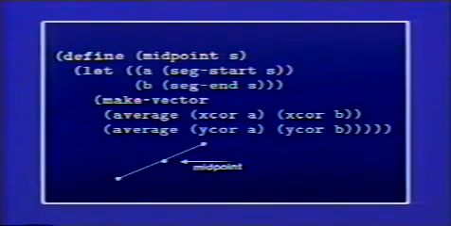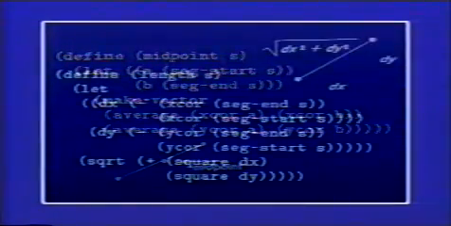So to get the midpoint of a line segment S, we'll just grab the starting point of the segment, grab the ending point of the segment, and now make a vector. Make a point whose x-coordinate is the average of the x-coordinate of the first point and the x-coordinate of the second point, and whose y-coordinate is the average of the y-coordinates. So there's an implementation of midpoint.